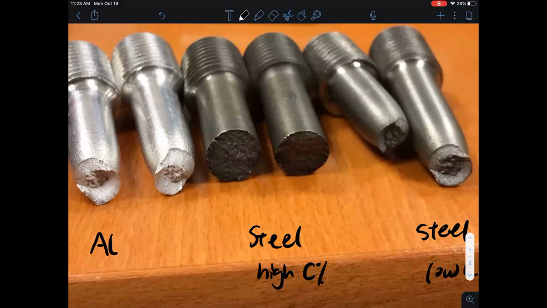First, look at the difference between them. Why do they look different? Why does the one in the middle, steel with higher carbon content, have a kind of flat fracture surface?